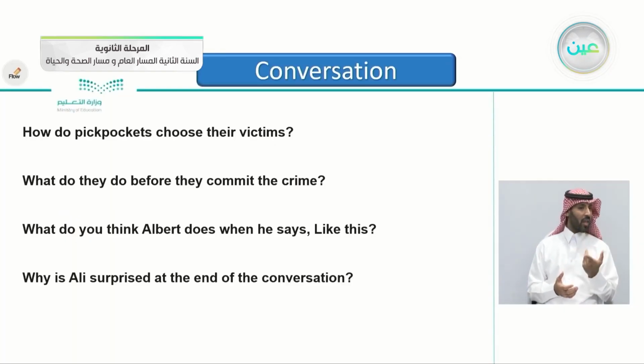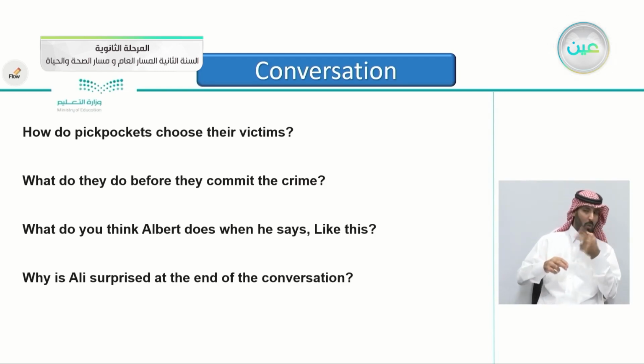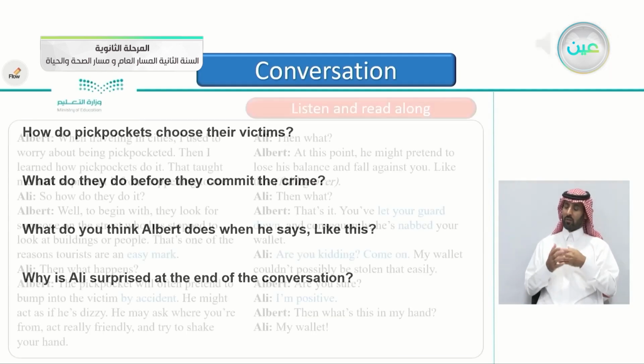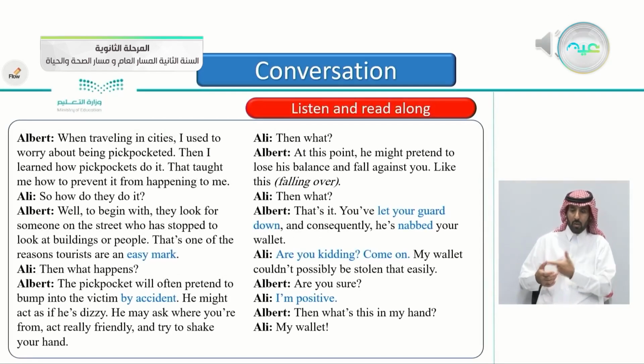How do pickpockets choose their victims? What do they do before they commit the crime? What do you think Albert does when he says like this? Why is Ali surprised at the end of the conversation? So all of these questions will be answered once we listen again.